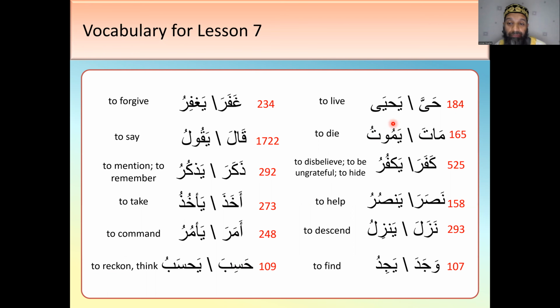Hayya yahya, to live. Hayatud dunya, the life of the world, right? To live. Hayya yahya. 184. Mata yamutu. We say maut for death. Yeah, maut.